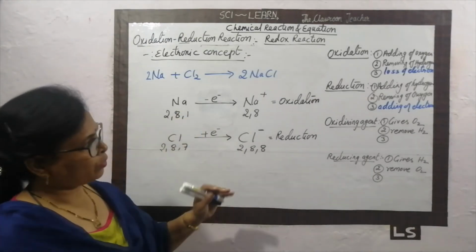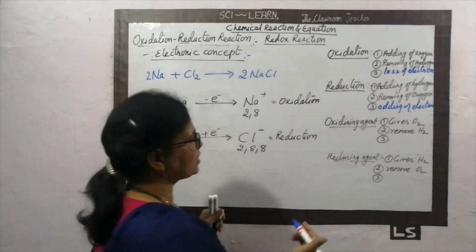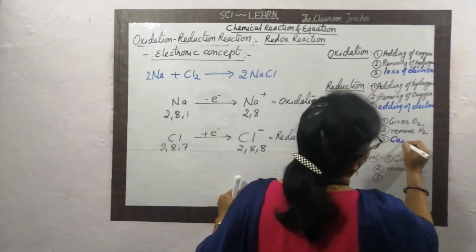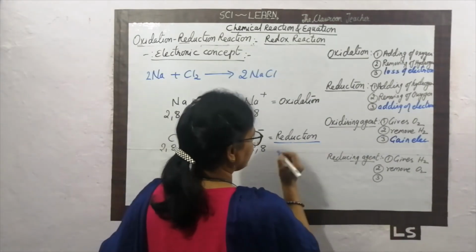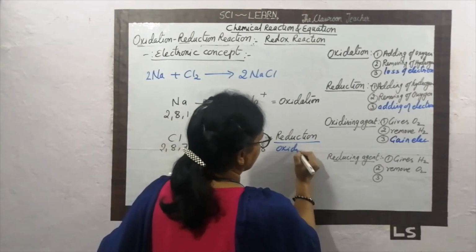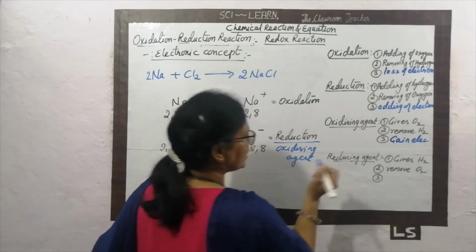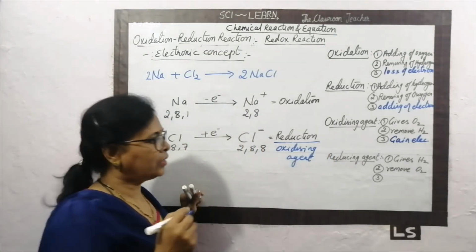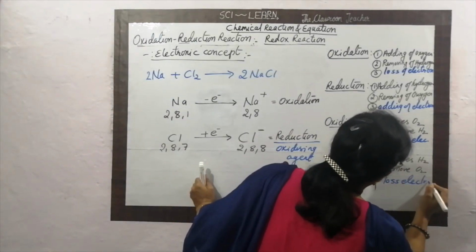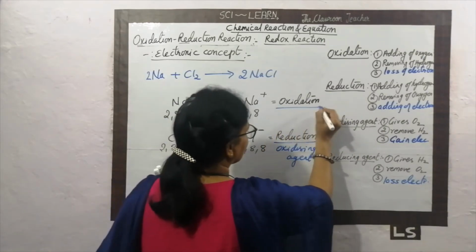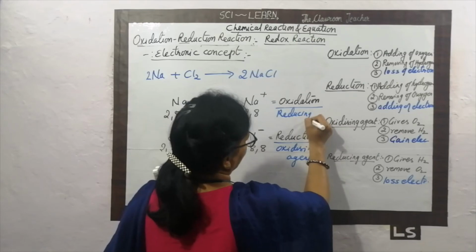In the electronic concept, what is the condition for the oxidizing agent and the reducing agent? The substance which gains electron, that is called the oxidizing agent. What is the reducing agent in the electronic concept? The substance which loses electron. Who lost the electron? This one. So it is the reducing agent.